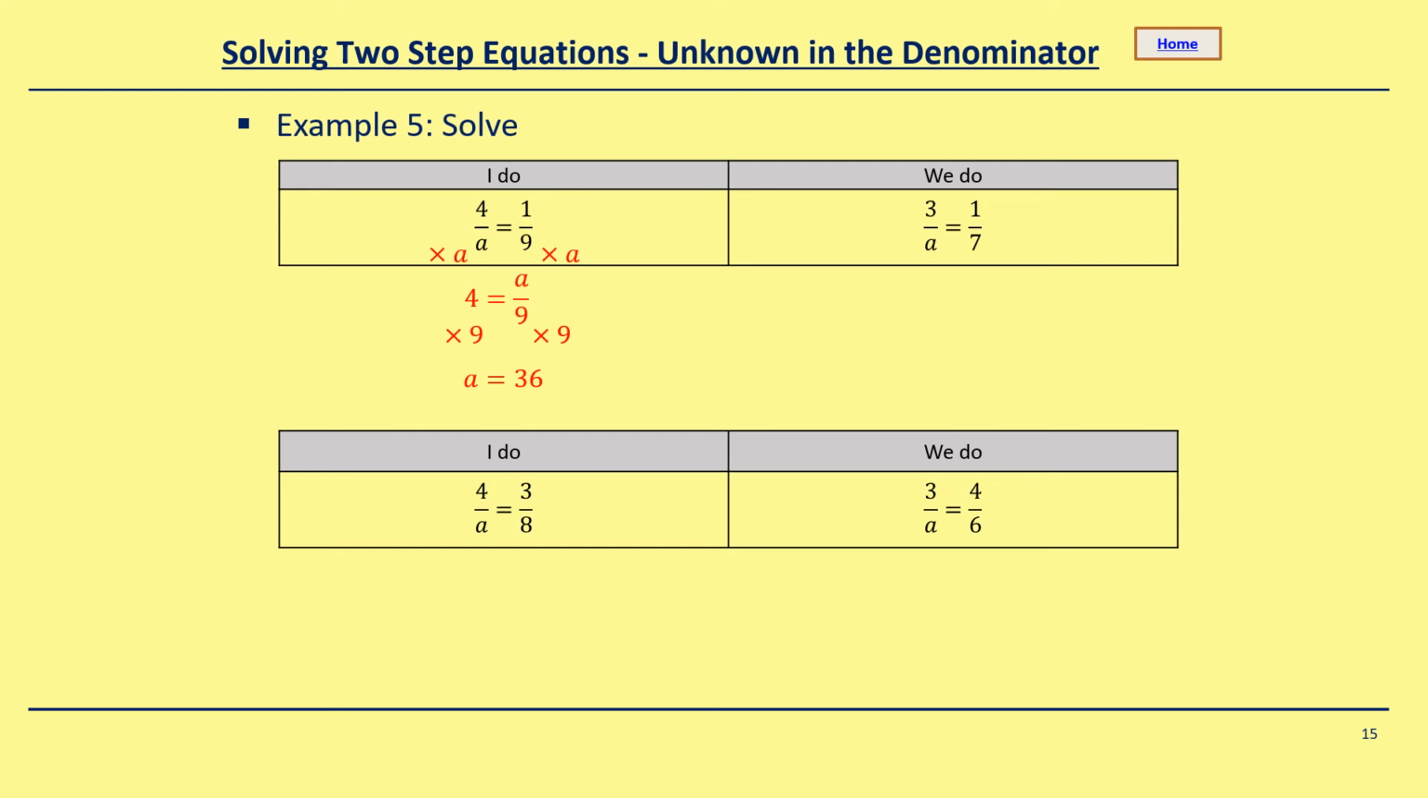Okay. So on this one, same procedure again. I'm going to multiply by a. So that tells me 4 equals 3a over 8. Now I'm going to multiply by 8 because I want the 3a on its own, and 3a has been divided by 8. So 32 equals 3a. And now I'm going to divide by 3. So a equals 32 over 3, or 10 2/3.